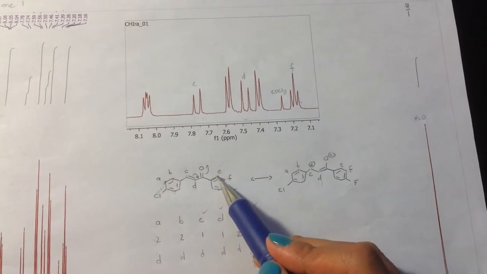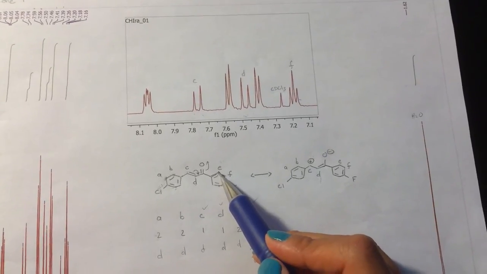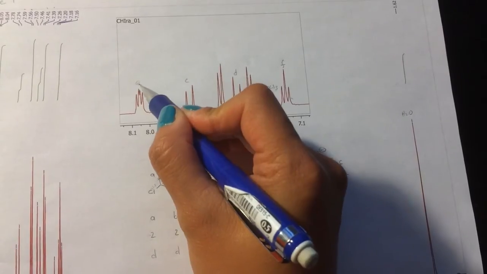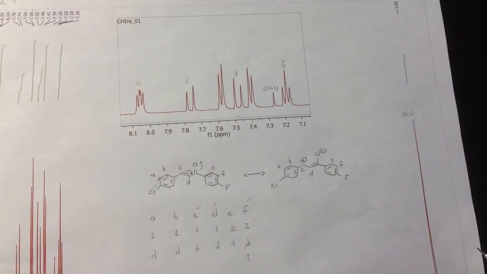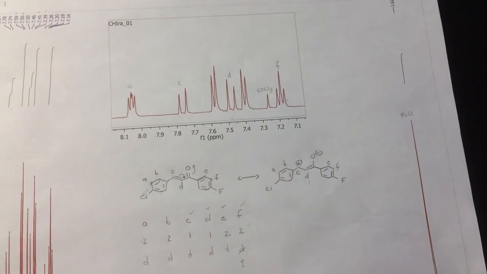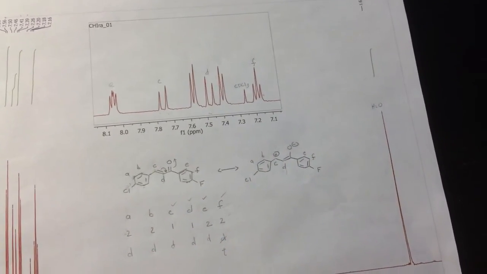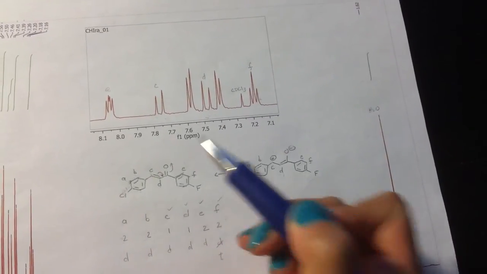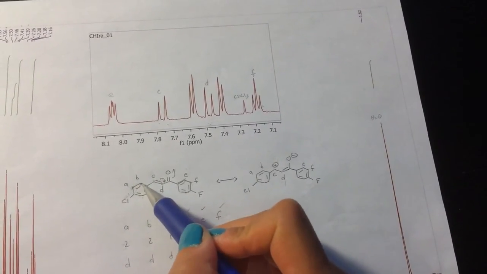That would make proton E very de-shielded. And so this is actually going to be proton E that sits very, very far downfield there. So now we have just A and B left to assign. And like I said, these are going to be very similar in environments, and so we have A and B that are here.